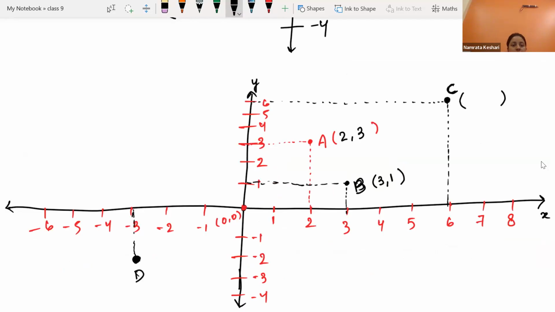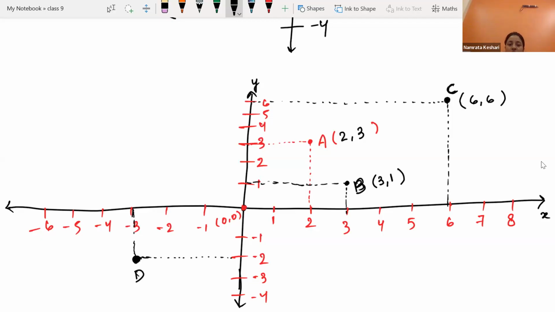Anyone from here? What is the coordinate of a point C? 6, comma 6. X is 6 and y is also 6. Doesn't matter if both are the same, but still you have to write properly. First x, then y. First x, then y.